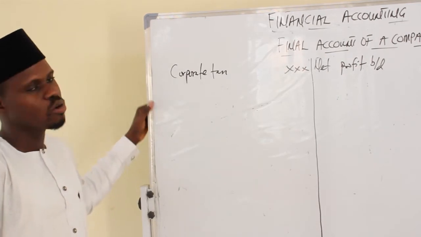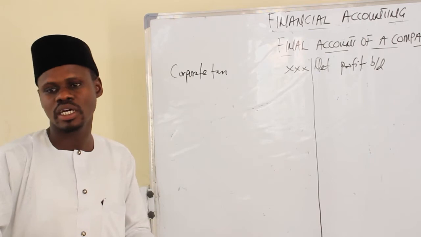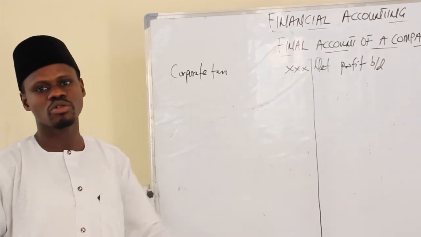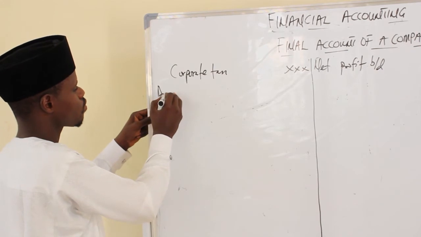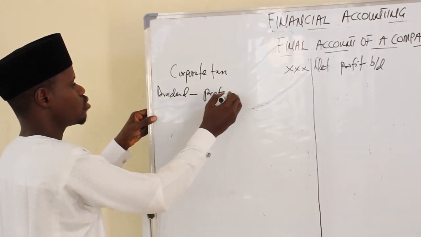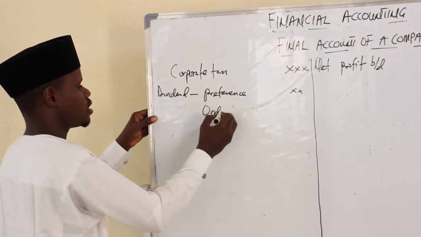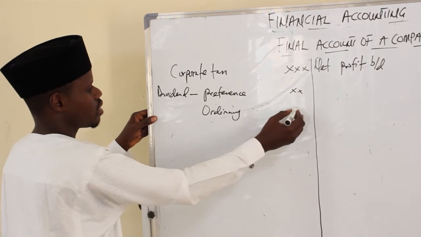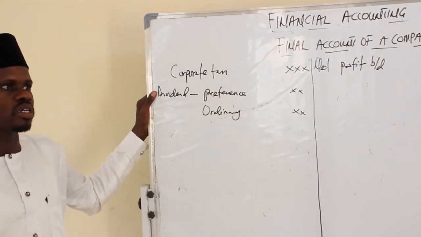And likewise, you are going to pay your shareholders a dividend for the money they have contributed. You have declared a profit, so they are entitled to a dividend. So you have a dividend for the preference shareholder, whom we are going to pay first, and for the ordinary shareholder, who will receive the final profit after you've given the preference shareholder.